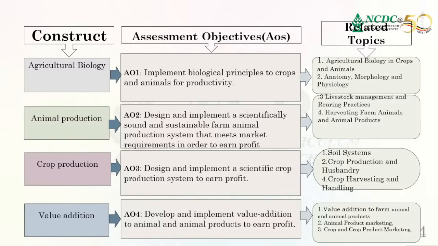Then the third construct is crop production, where its objective is to design and implement scientific crop production systems to earn profits. And it is seen in topics of soil systems, crop production and husbandry practices, and then crop harvesting and handling.